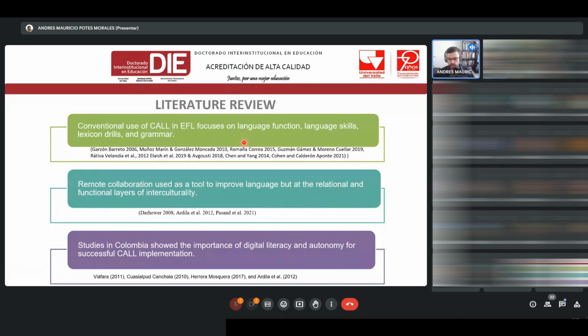Regarding CALL and interculturality, studies such as Howard's 2008, which used remote collaboration as a tool to improve language, remained at the relational and functional layers of interculturality. This has been true for most studies in the last decades, which have focused on developing communicative competence and contrasted noticeable aspects of culture. And third, regarding CALL and digital literacy and autonomy, studies conducted in Colombia, such as Biafra's 2011, highlighted the importance of digital literacy and autonomy for successful CALL implementation. However, they did not focus on critical interculturality.